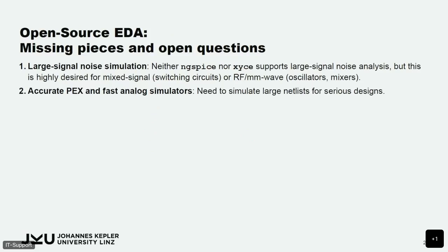The other thing is we need accurate parasitic extraction. That's an absolute must for performing circuits. And then you have sizable netlists which you need to be able to simulate efficiently. So we need fast analog simulators. I think XICE is a good first step, but further speed up would be good.